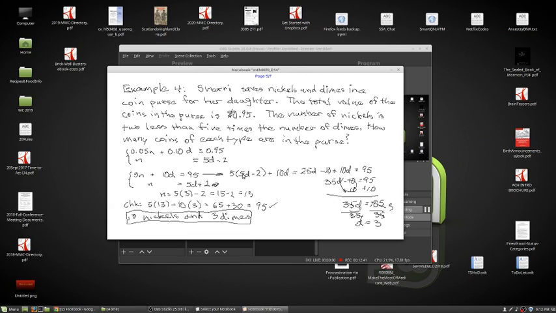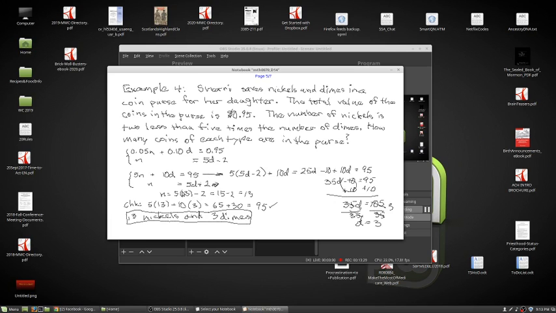5 times the quantity 5d minus 2 plus 10d. If we distribute that 5 over the 5d minus 2, we get 25d minus 10 plus another 10d is 95. 25d and 10d is 35d minus 10, then is equal to 95. If we add 10 to both sides, we get 35d is equal to 105. If you divide both sides by 35, you end up with d is equal to 3, because 35 times 3 is equal to 105.